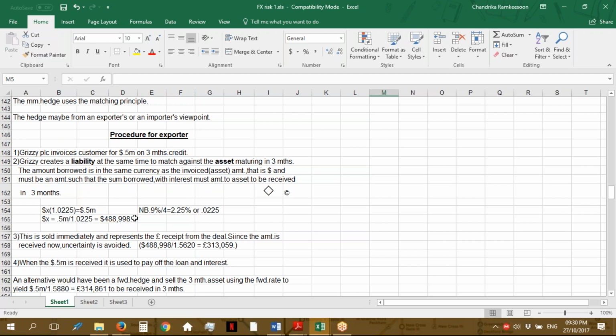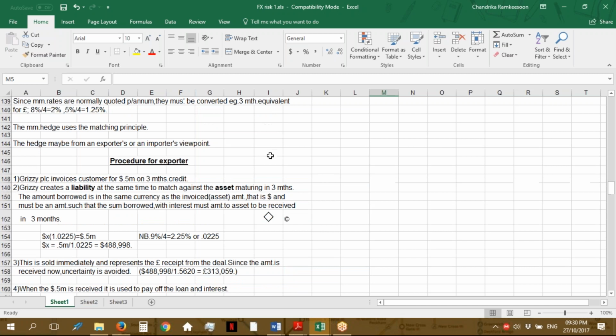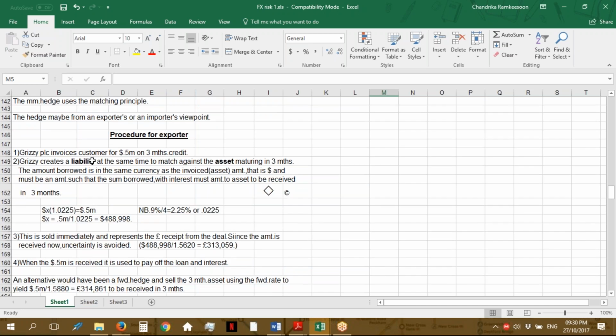Now, since it's dollars, notice the dollar loan rate is 9%, and we have to divide 9 by 4 for reasons explained here. That gives us 2.25%. So you know this, and you know this. All you've got to do is to work backwards to find out what the principal is. And it works out to be 488,998. What that means, therefore, is that Guzzi is going to borrow from its bank $488,998.